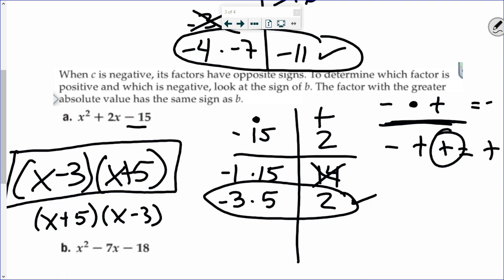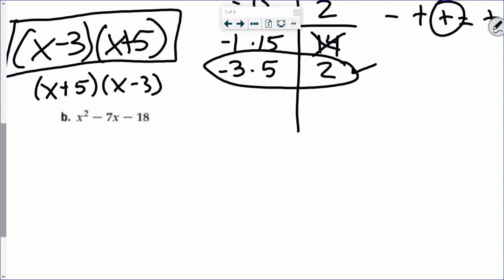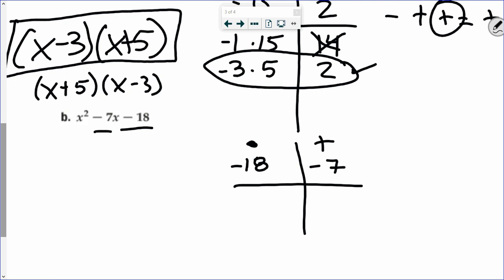And the next problem is still slightly different, but they're still multiplying to a negative. This time we want to add to negative 7. So multiply to negative 18, add to negative 7. Here, again, they're going to have opposite signs because they've got to multiply to this negative 18. But the bigger number needs to be negative because they want to add up to a negative. So we would go like 1 and negative 18. Those add to negative 17. Not good there. But we notice the bigger negative number results in a negative addition problem.